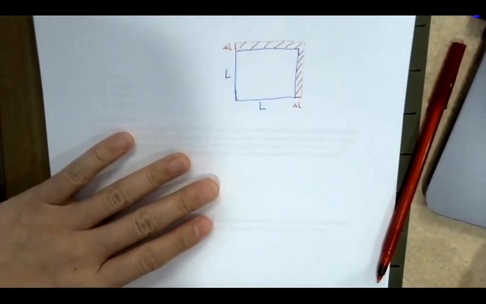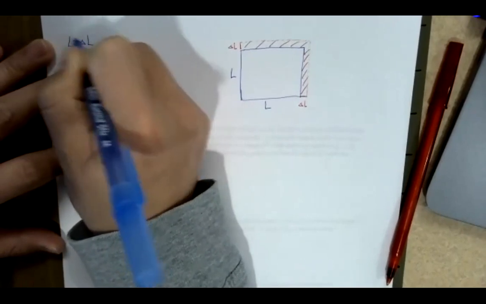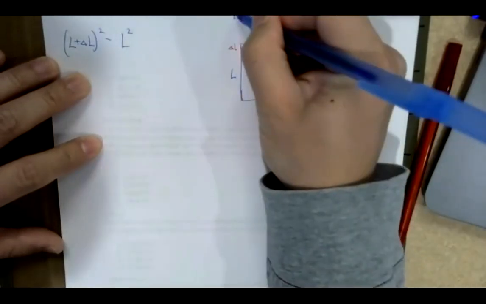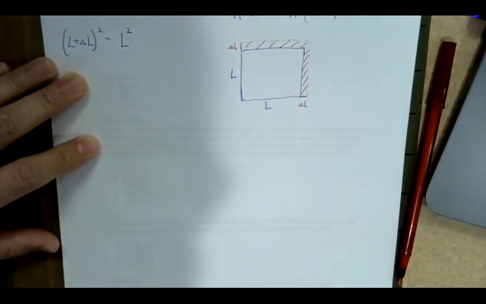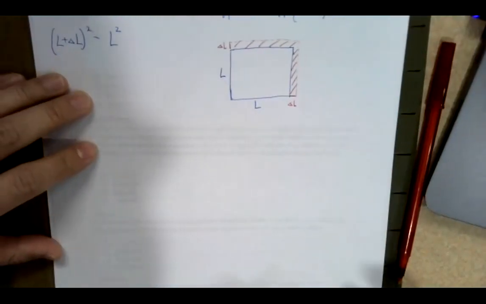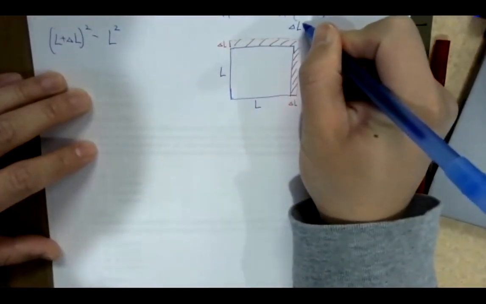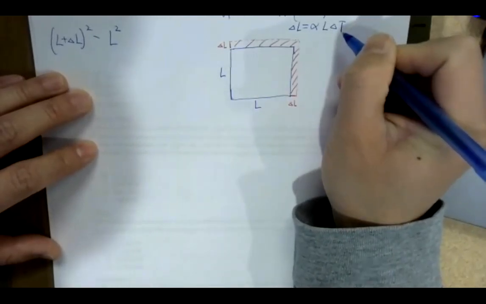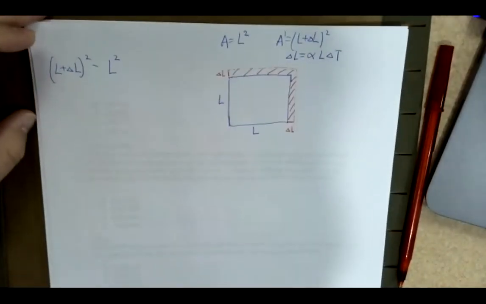Okay. So then what's the increase in area? It would be L plus delta L squared minus the original area, L squared, right? So A equals L squared is the original area, A prime equals L plus delta L squared is the area after expansion. All right. And then from linear expansion, we know this delta L should be equal to alpha times L times delta T, right? T is the temperature change, okay?